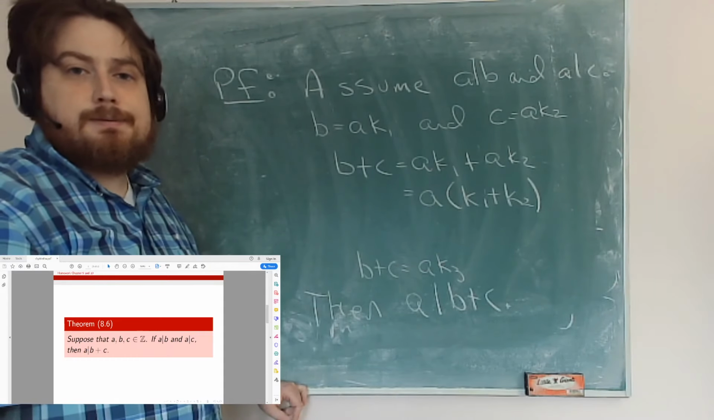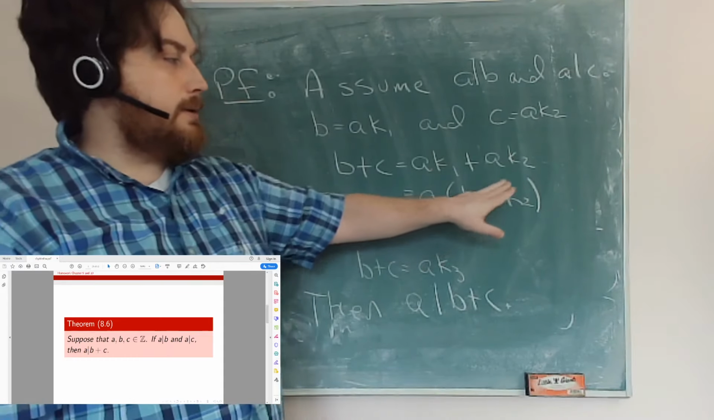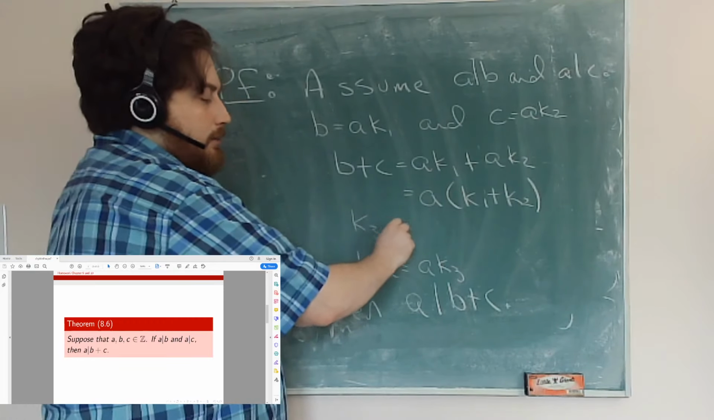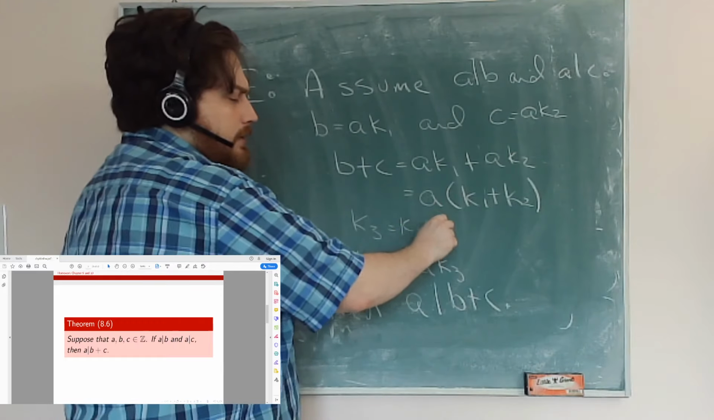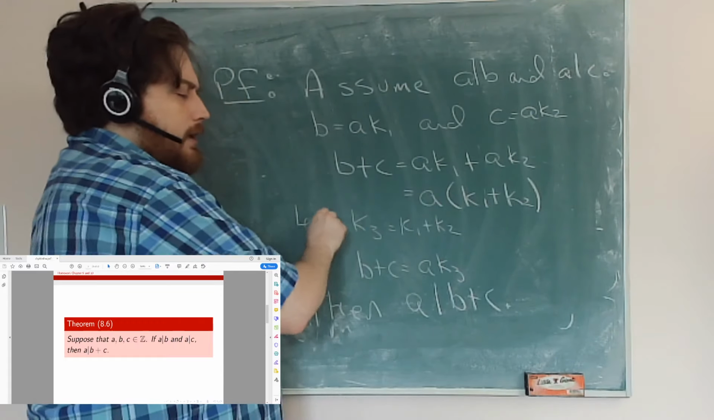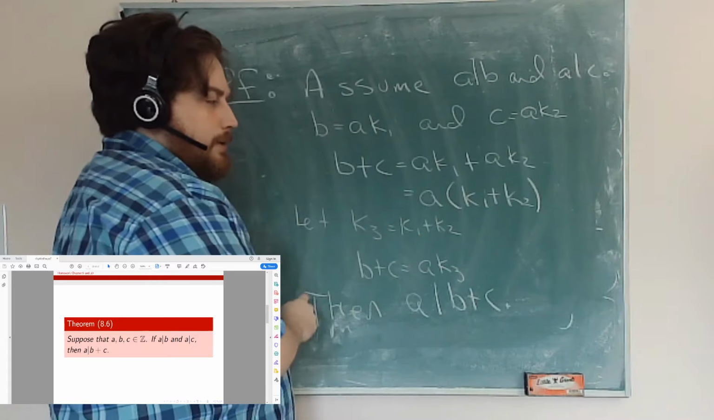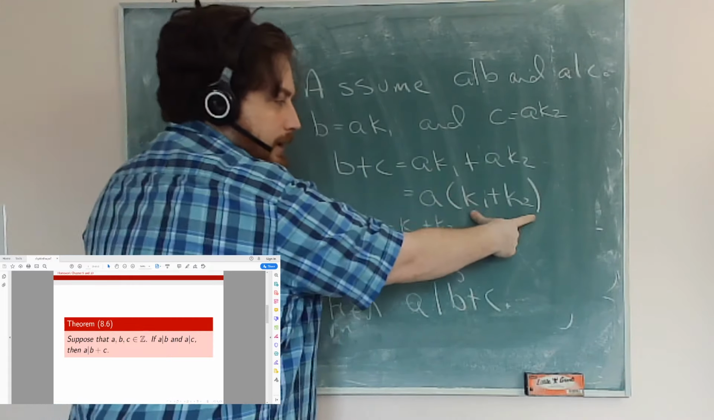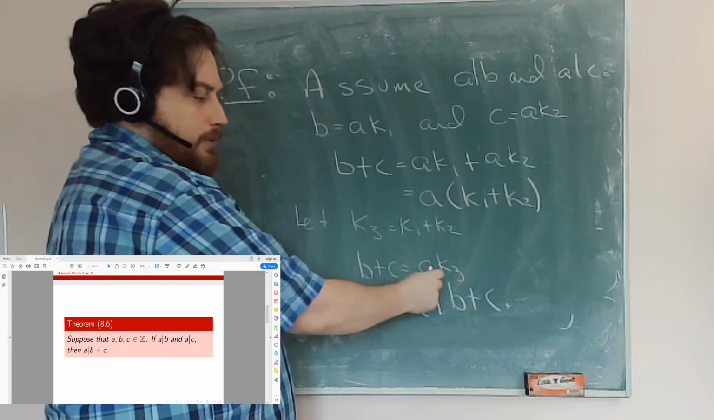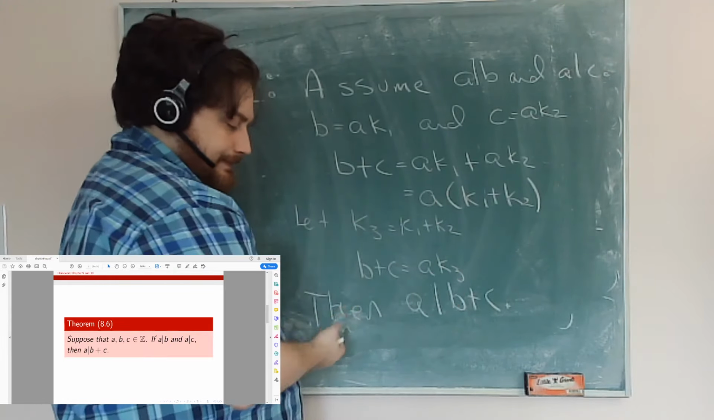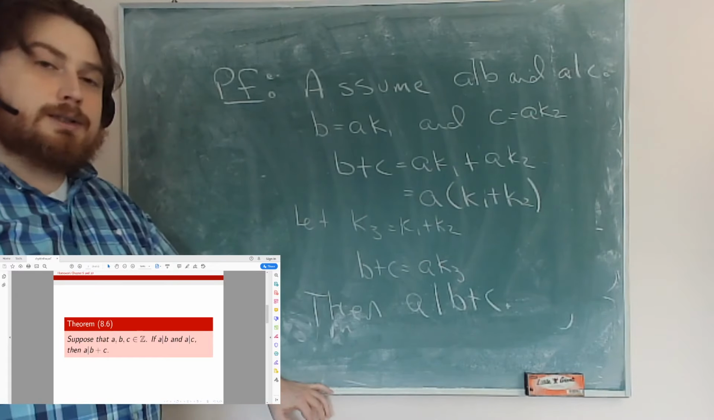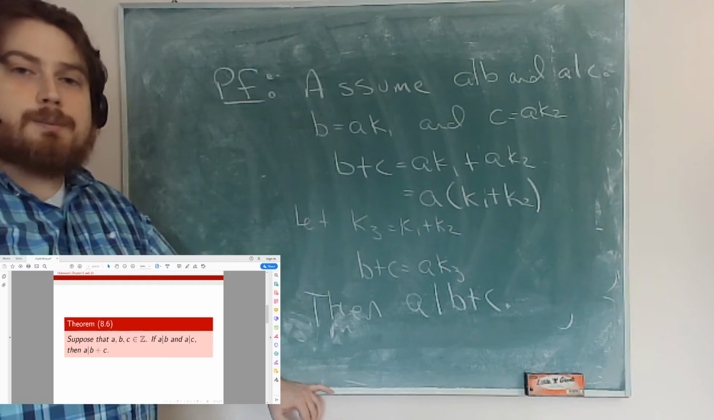Well, what does that mean? We notice that K1 is an integer and K2 is an integer. So if I just let K3 be K1 plus K2, then I know that K3 is an integer because it's an integer plus an integer. Hence, B plus C is A times an integer. So B plus C is A times K3. But by definition, that means A divides B plus C. So we get our theorem out.